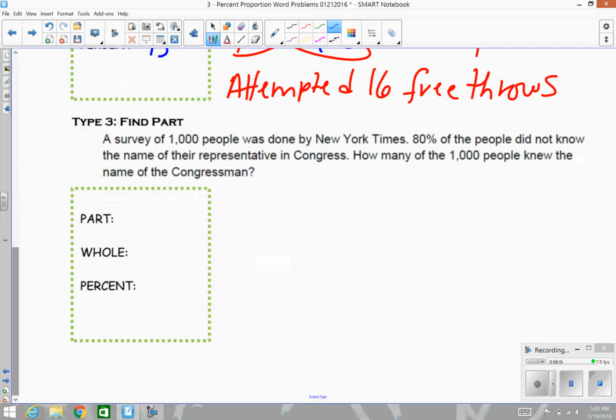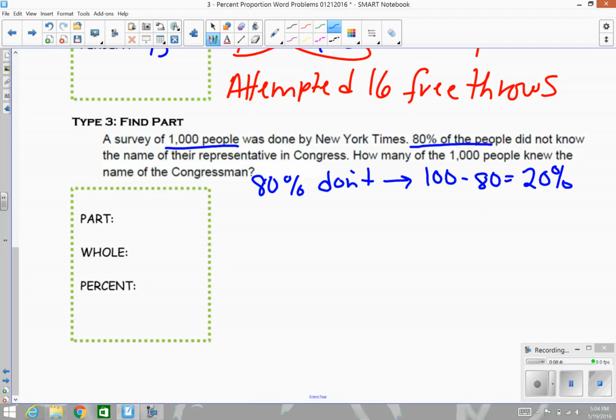Okay, this says a survey of 1,000 people was done by New York Times. 80% of the people did not know the name of their representative in Congress. How many of the 1,000 people knew the name of the congressman? Okay, so this one actually has an added twist. If 80% don't know, and we're trying to find how many do, then we have to think to ourselves 100% minus 80% means that 20% do know. So it's actually the 20% that we want to work with.